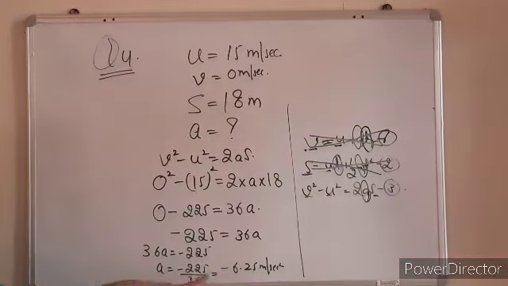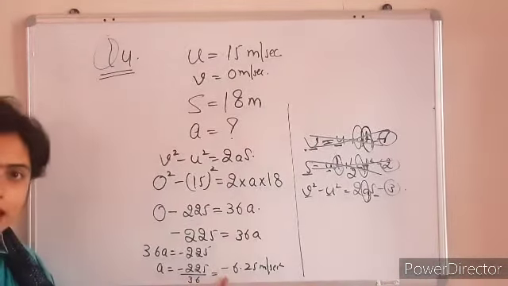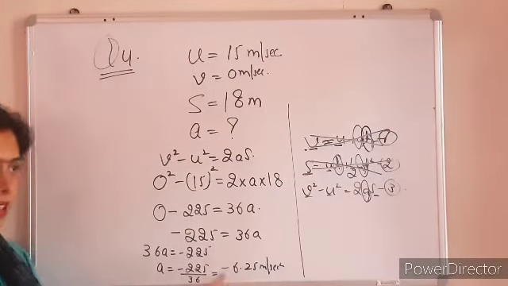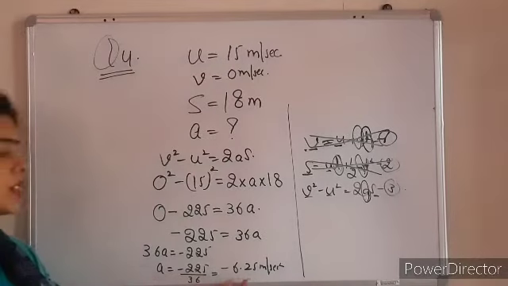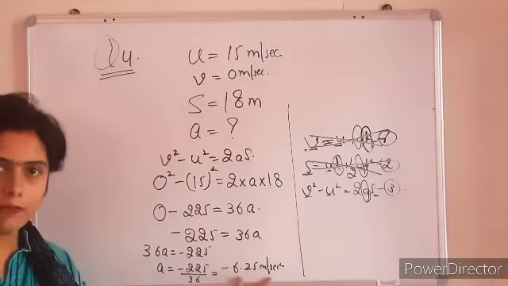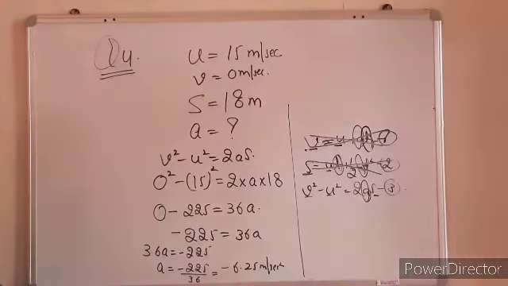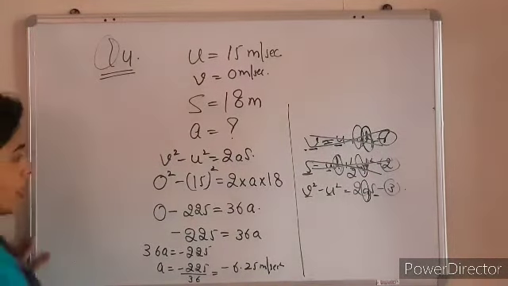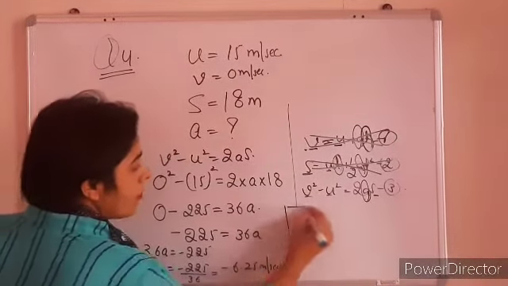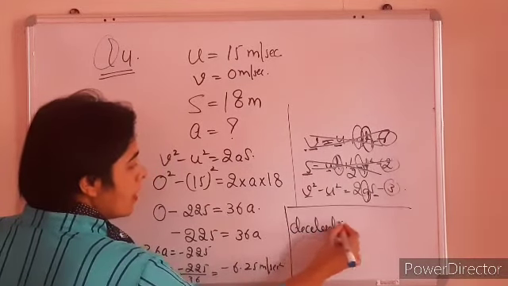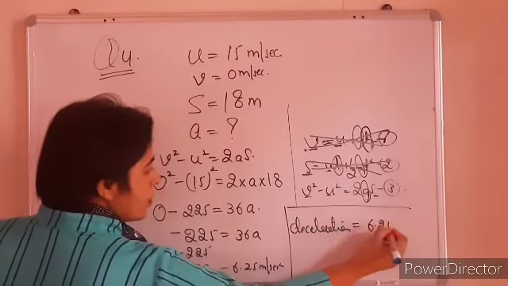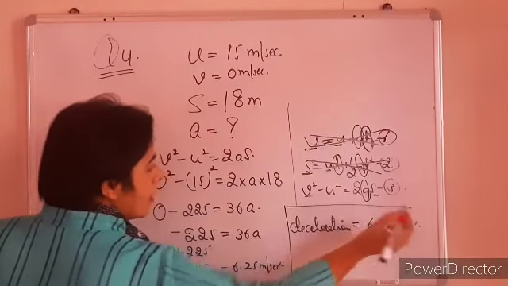Fine. This minus sign denotes retardation, deceleration. So if they are saying find out acceleration, we will say acceleration is minus 6.25 meter per second square. Now they are saying what is deceleration. Fine. So you will write here that deceleration is equal to 6.25 meter per second square.